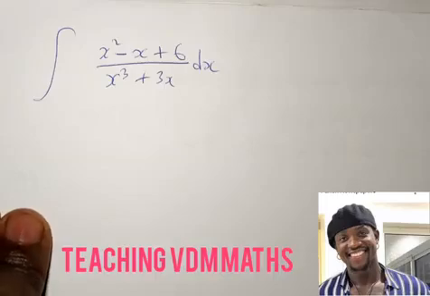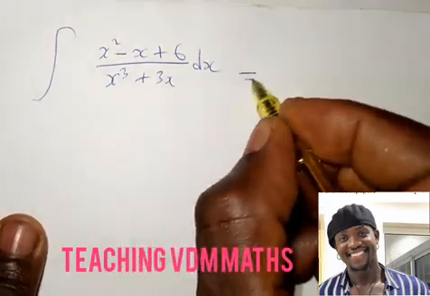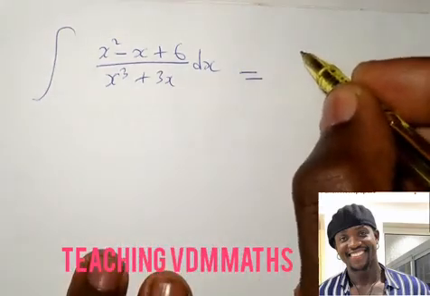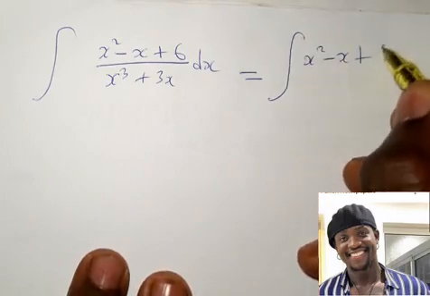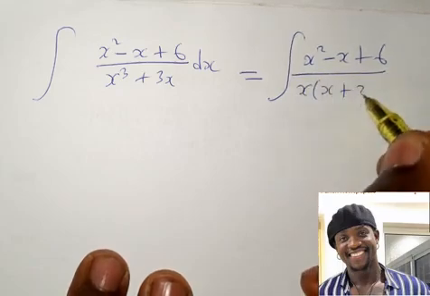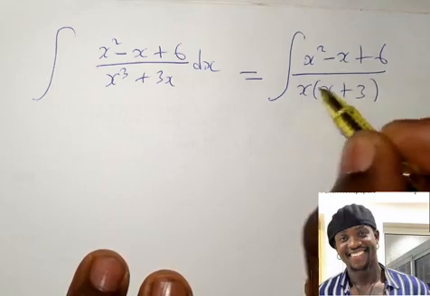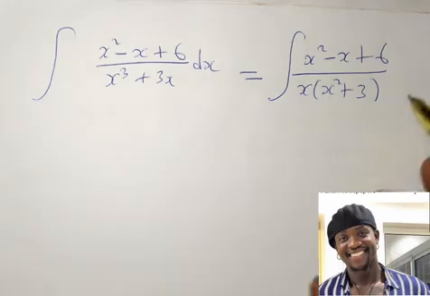Okay, we have a question here on integration, which we will use integration by partial fraction. To solve this one, this will be equivalent to the integral of (x² − x + 6) over x(x² + 3). So this one is squared. This is a quadratic function inside here. To solve this one now, let's solve it by partial fraction first.